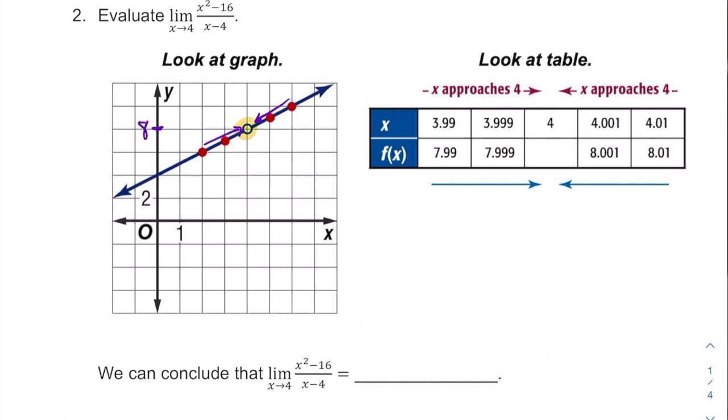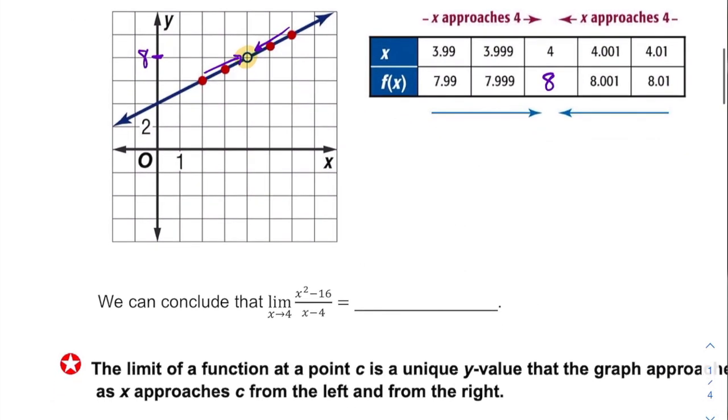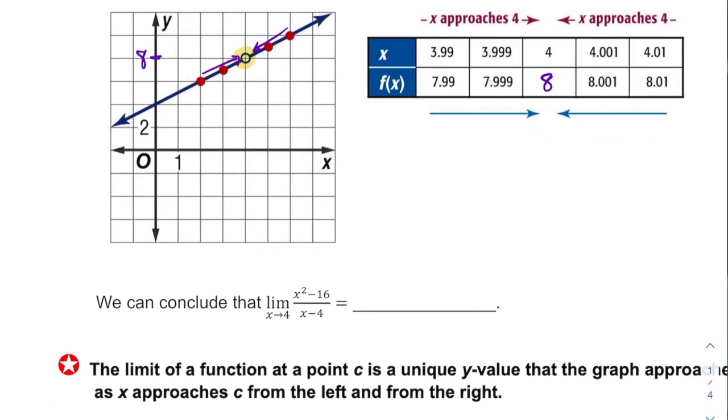So our conclusion is that although there is a hole there, the graph is heading toward the value of 8. So on either side, it's getting closer to 8. So we can conclude that although there is a hole exactly at 8, the trend is as I get as close as I can on either side, we're going to be right at 8. So the limit of this function is equal to 8.